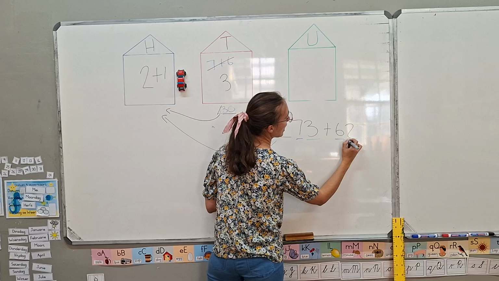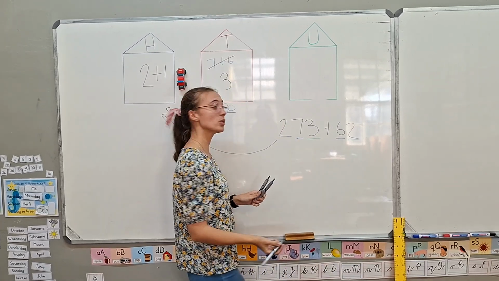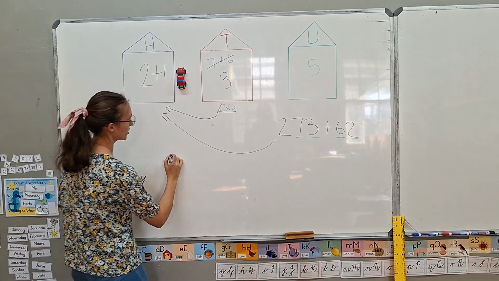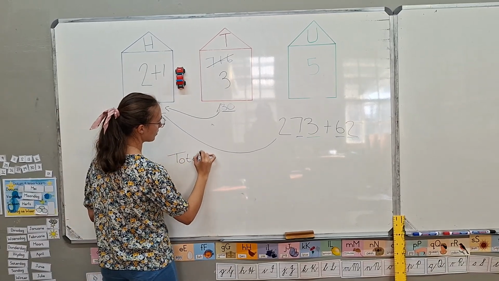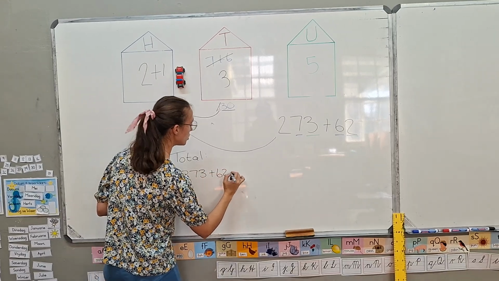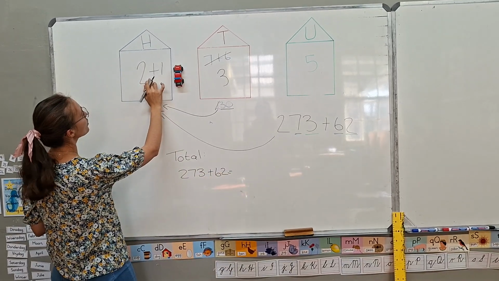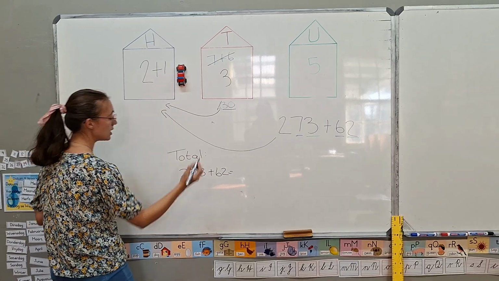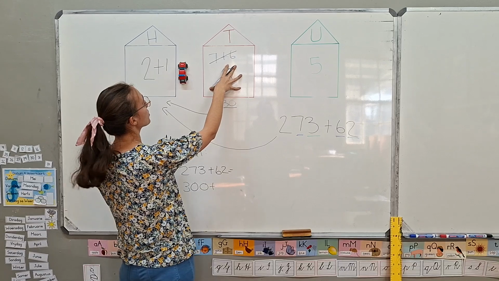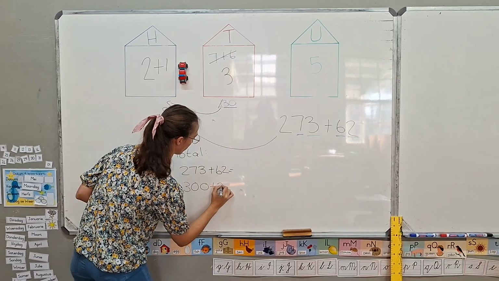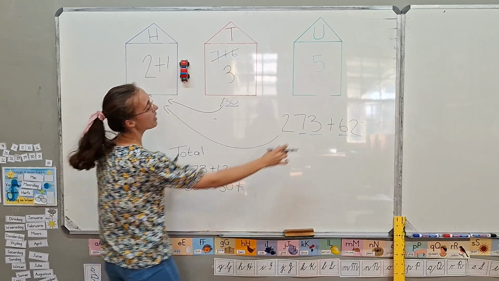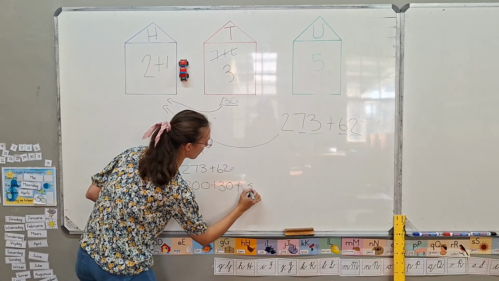So, to the next step in my calculations. There's a 3 and there's a 2. What's 3 plus 2? The total is 5. So, the total of my sum 273 plus 62 equals: in my hundreds block, there's a total of 2 plus 1, that will give me 300. In my tens house there's only a total of 3, that will give me 30. And in my unit house is a total of 5.